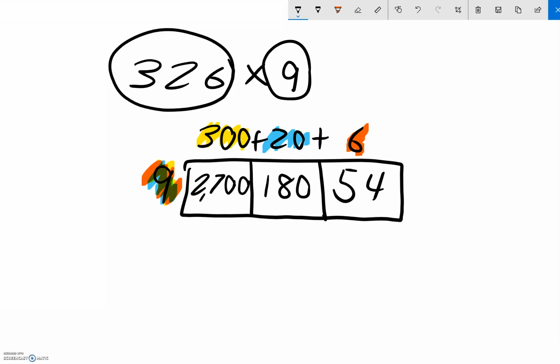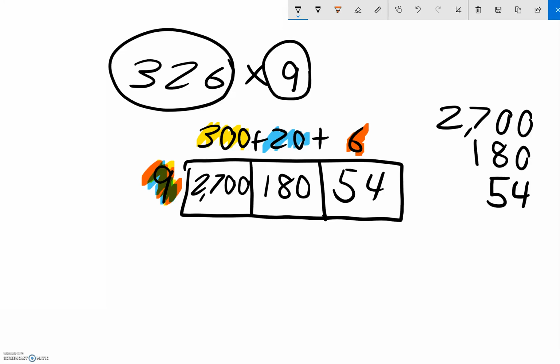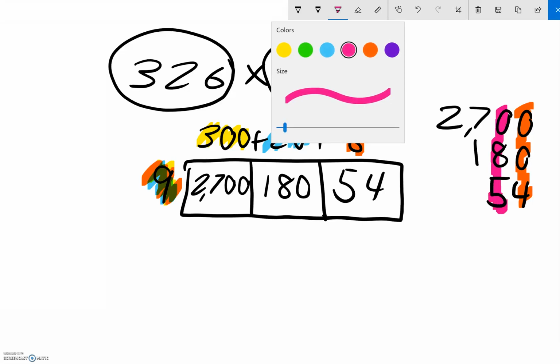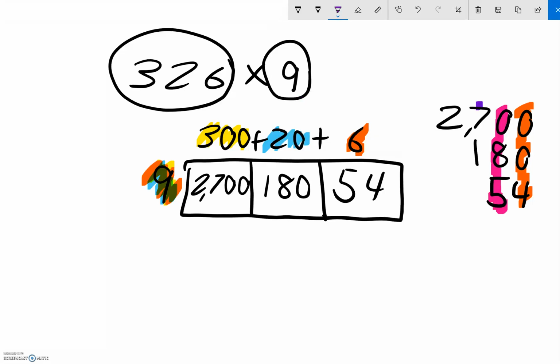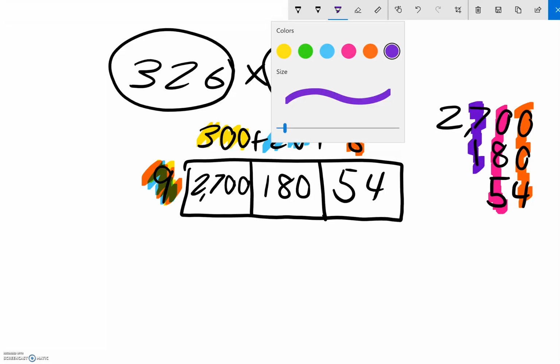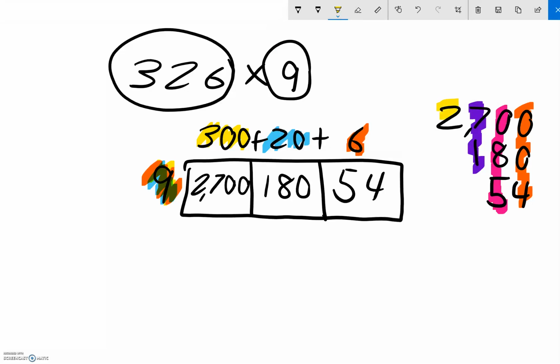Okay, so I'll do that over here. 2,700, 180, and 54. And again, I'm lining up carefully the ones places, which will mean that the tens places are also lined up, and the hundreds places are lined up, and the thousands places are lined up.